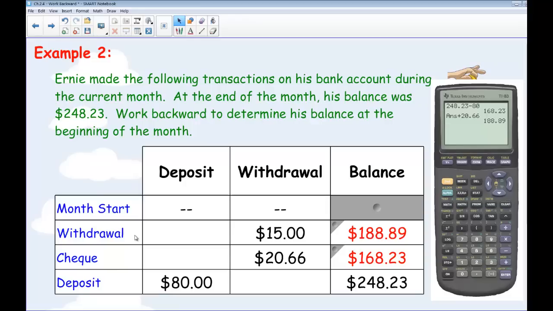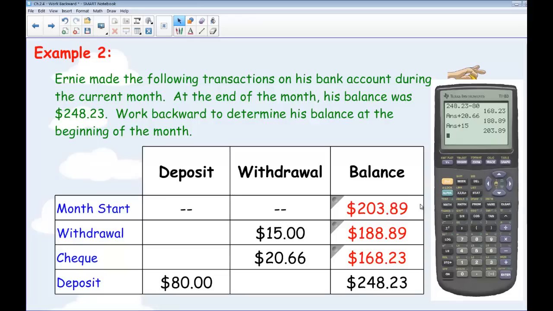Now, prior to that, there was also another withdrawal of $15. So similar to the check, I'm going to add again. This time it's $15. That brings me to $203.89. And voila, that was what I started off with at the beginning of the month.